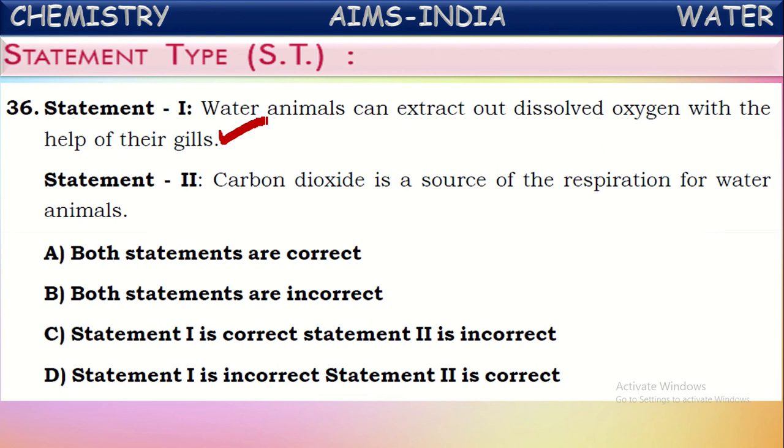Next statement: carbon dioxide is the source for the respiration of water animals. Yes, even water animals like fish, they absorb or extract oxygen gas dissolved in the water, not carbon dioxide. Carbon dioxide is a source for the photosynthesis of aquatic plants or water plants. But the gas source for the respiration of water animals is oxygen, not carbon dioxide. So it is incorrect. Now what we can say, statement 1 is true, statement 2 is incorrect. Now this will be the correct answer.